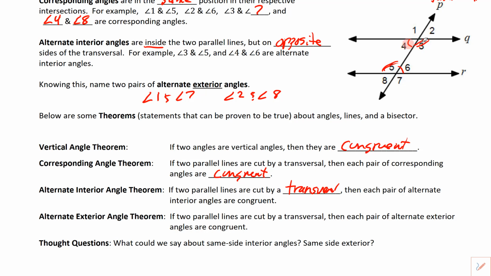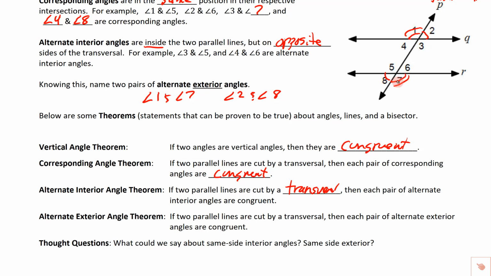And then there is an alternate exterior angle theorem, and it says probably what you would expect it to say. If two parallel lines are cut by a transversal, then each pair of alternate exterior angles are congruent. So if I were to match these up, what that means is alternate exteriors are congruent. So angle 2 and angle 8 would be congruent, and angle 1 and angle 7 would be congruent.